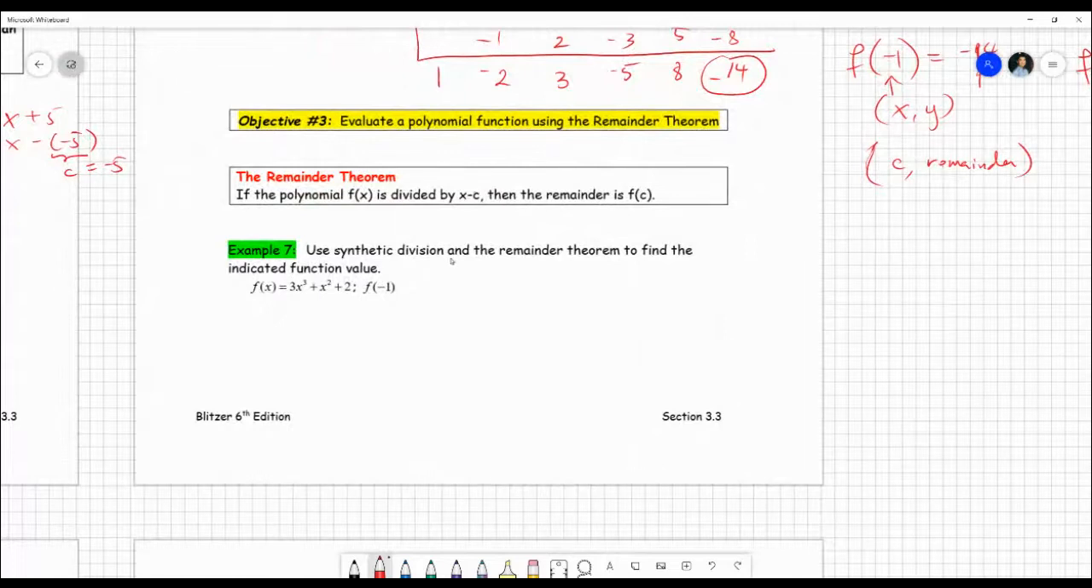Okay, so use synthetic division and the remainder theorem to find the indicated function value. All you have to do is use the remainder theorem to check what this is. So this is my c value, and let's see what the remainder is after synthetic division. Notice we don't have an x term here, so make sure you remember to put in your placeholder.